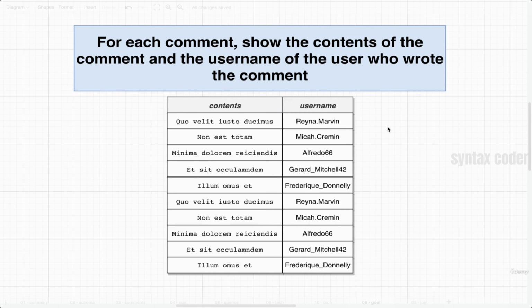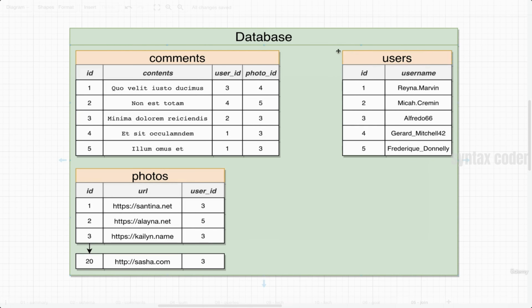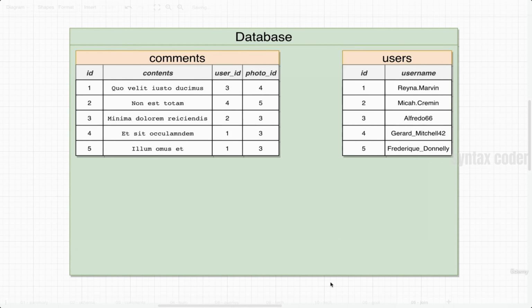So let's take a look at a diagram and understand how we might approach this problem. Okay, so here's our database. First off, there's no mention in that question that we just saw of anything related to photos whatsoever. So we probably don't need to worry about that photos table.